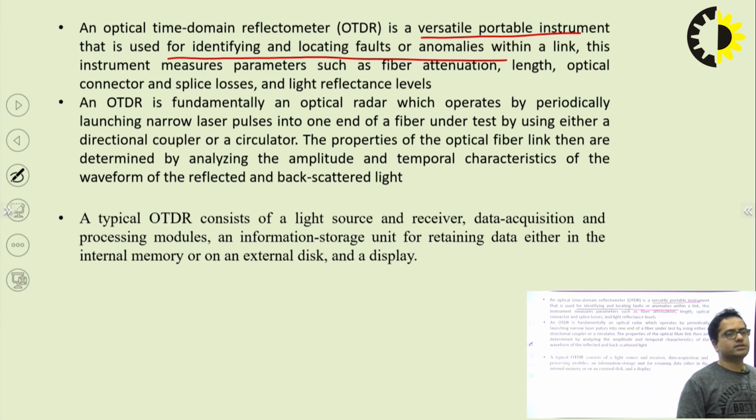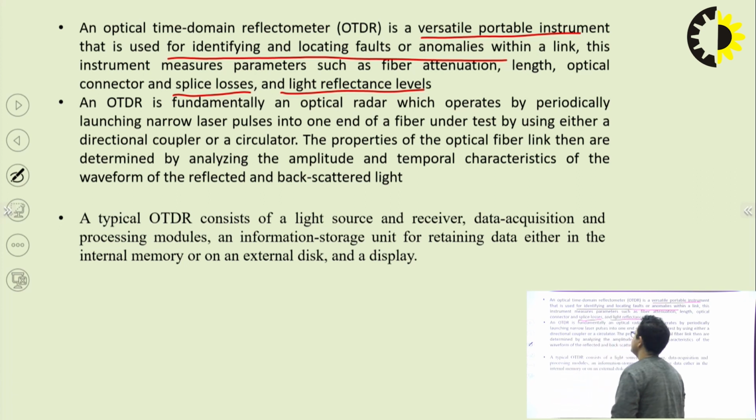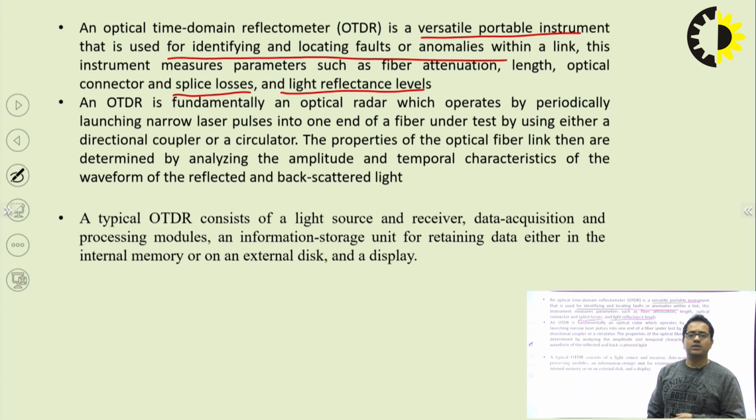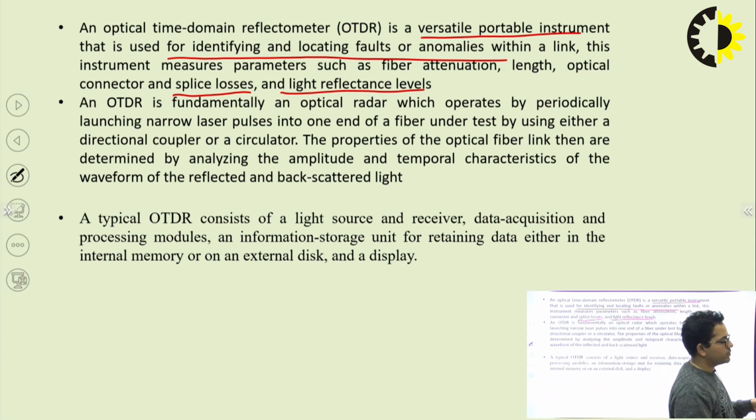This instrument measures parameters such as attenuation, length, optical connector and splice loss, and light reflectance levels. Whenever it sends some light, it measures the time taken for the light to move back to the receiver terminals of the OTDR. So it does the performance evaluation and exactly finds the location at which the fault is occurring.